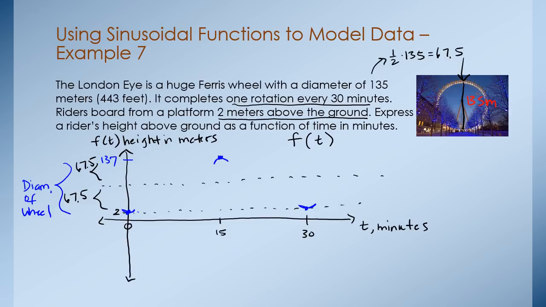So remember that a midline is the value that is in between that high and low value. So if I take 137 meters and I subtract 67.5 meters, or I take 2 meters and add 67.5 meters, I believe that I should be at my midline. And I think that that is going to be at 69.5. So halfway between 0 and 15 minutes, it looks like at 7.5 I'm going to be at that midline. And then halfway between 15 and 30, I should also be at that midline.